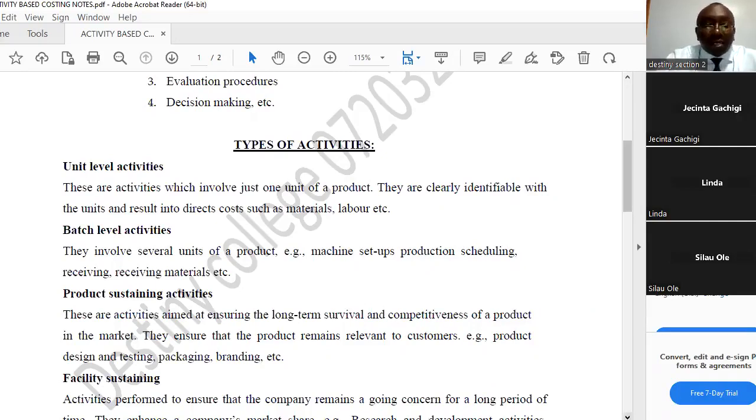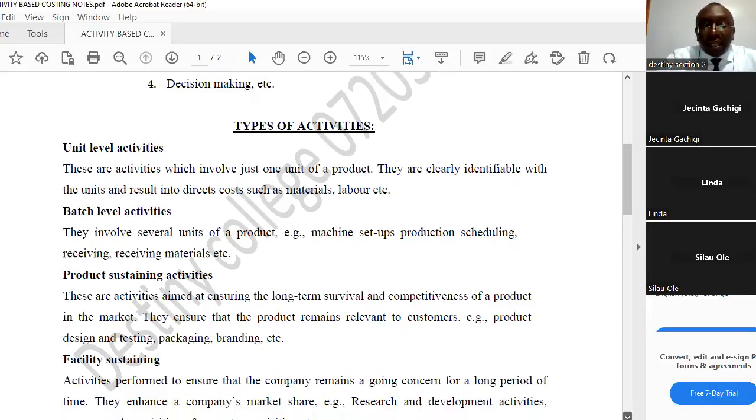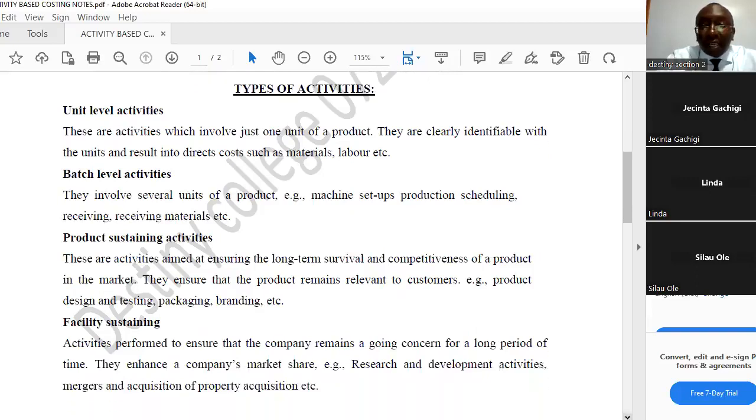Then we have what we call product sustaining activities. These are activities that are aimed at ensuring that the product survives for long and the product becomes competitive in the market for a considerably longer period. Now, they ensure that the product remains relevant to customers, and these include product design. Like if you look at something like a mobile phone, you remember the day you bought your first phone and the current phone that you have. The phones are more or less the same. They still make the calls. They still SMS. Maybe a few improvements in terms of internet connectivity, maybe in terms of camera and so on, in terms of the storage capacity.